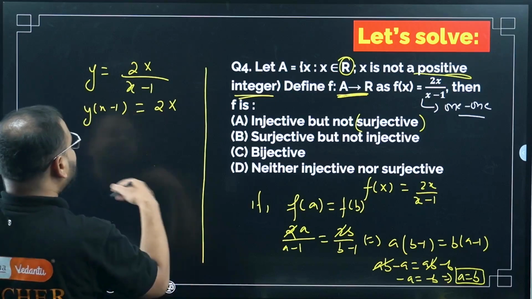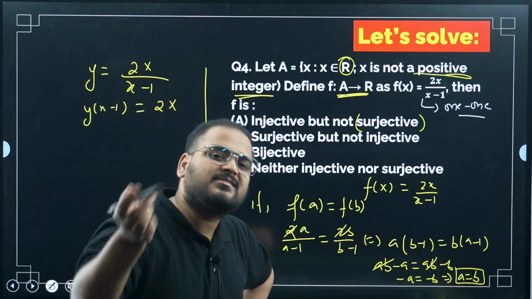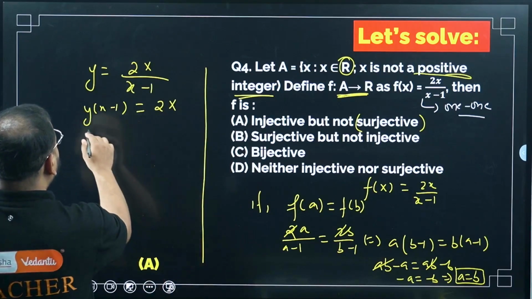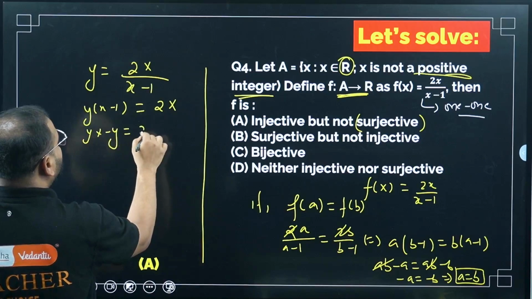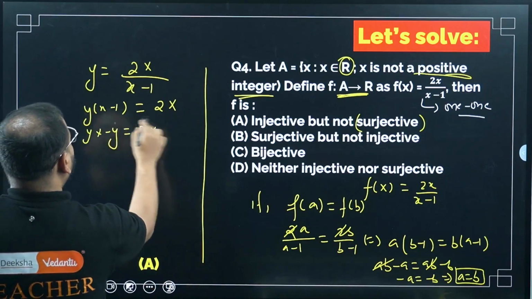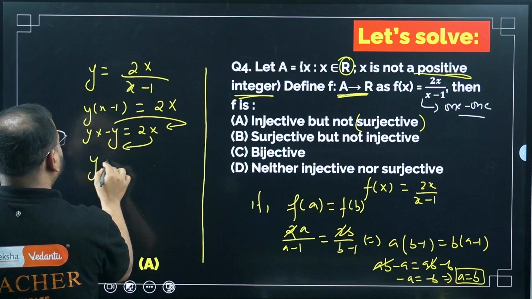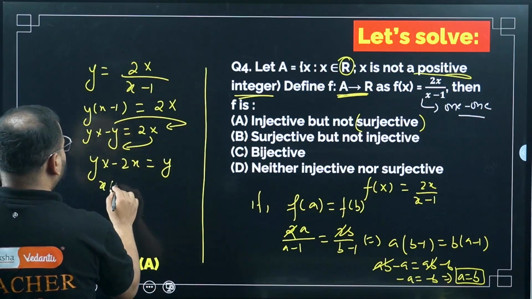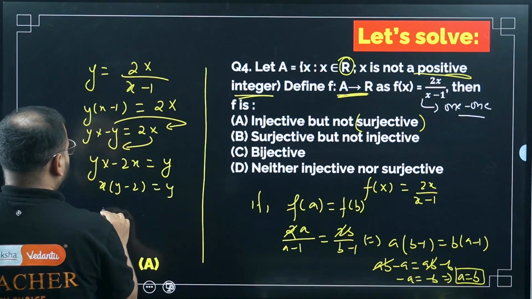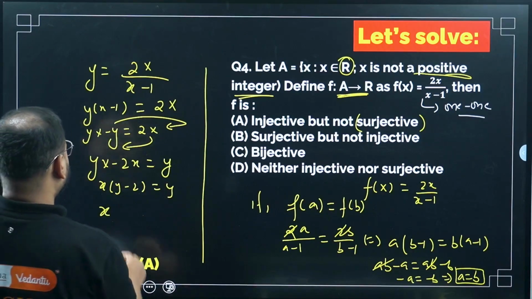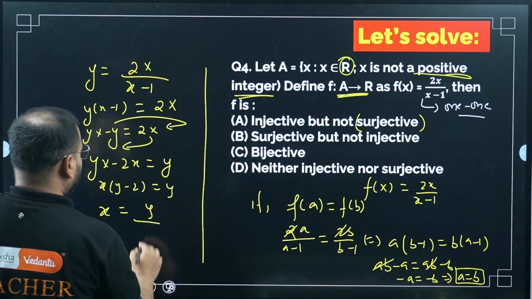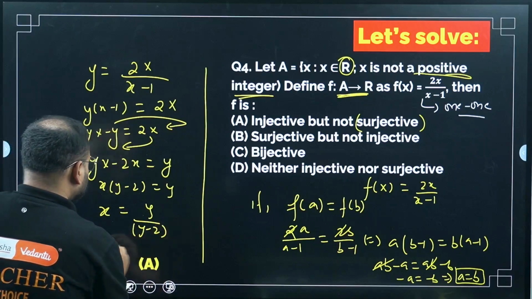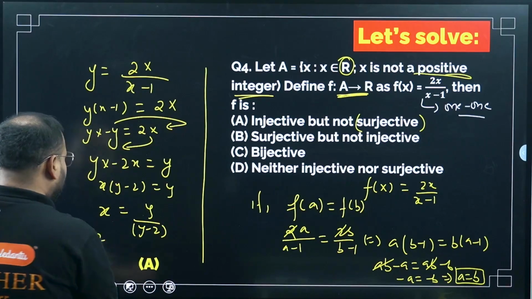Then I'll get a value for y where a boundary condition will exist. So I'm changing the subject. This becomes yx minus y equals 2x. Correct? So bring this y over here and this 2x over here. So I get yx minus 2x equals just y. Take x common, so x times (y minus 2) equals y. What I get here is x equals y upon y minus 2. Now what is this condition giving us? This condition is giving us y cannot be equal to 2.